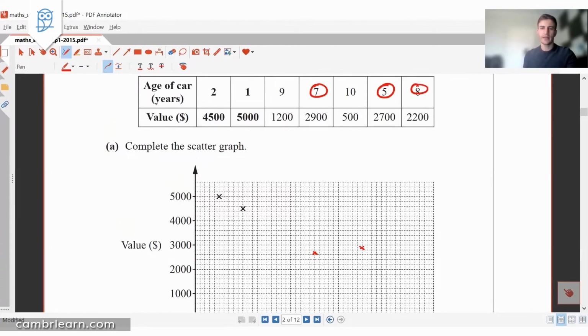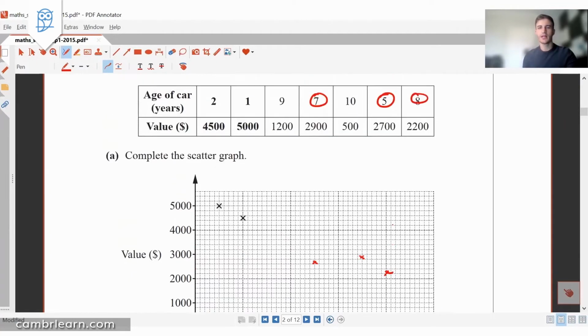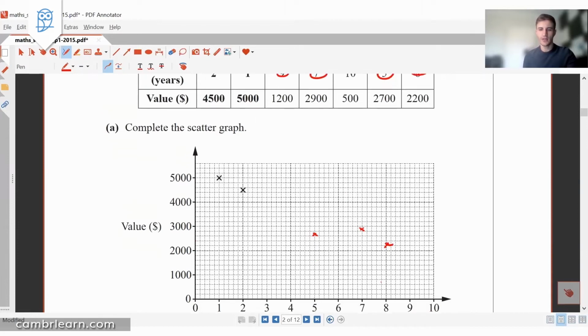Right, and then for 8, we have 2,200. So that's an easy one. 2,200, that's right there. And then our two last ones, we have 9 and 1,200. 9 and 1,000, that's approximately, so let's just make sure. So this is 1,000, and we're looking for 1,200. There we go.